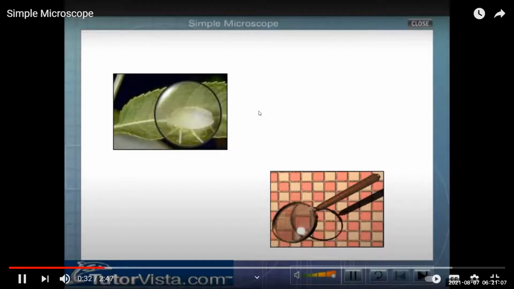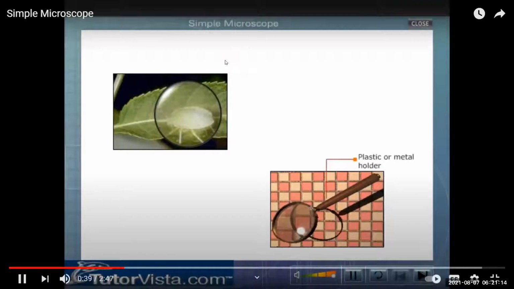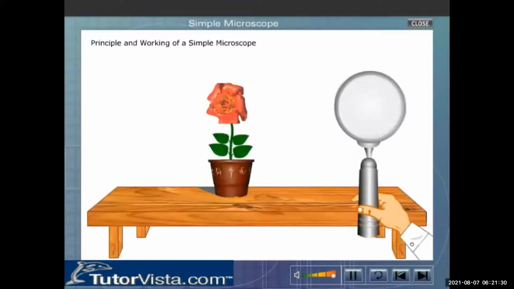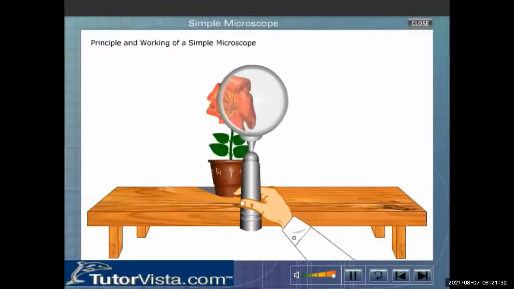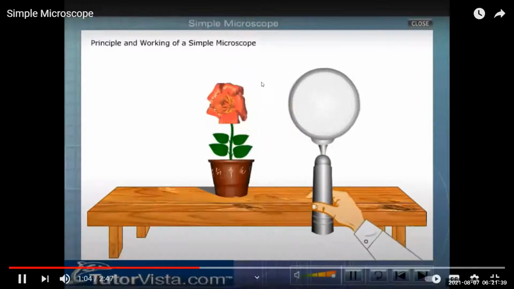It consists of a convex lens of short focal length mounted on a plastic or metal holder as shown here. Now, the principle and working of a simple microscope. When an object is placed between the principal focus and the optical center of a convex lens, a virtual, erect, and magnified image is formed.